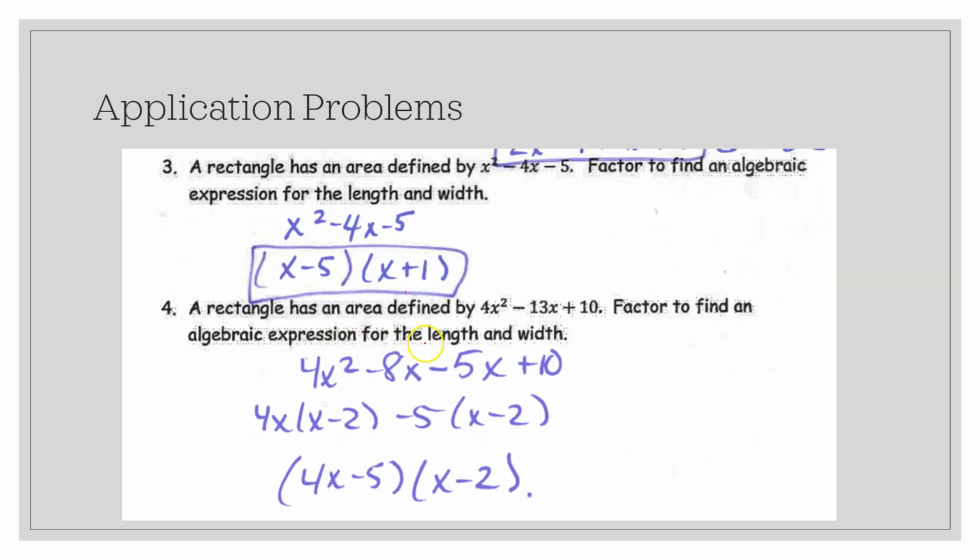Same thing, a rectangle has an area defined by 4x squared minus 13x plus 10. Factor to find an algebraic expression for the length and the width. So this one you have to group because you have to find factors of 40 that together equal negative 13. And then you had to group. And here's the length and width. 4x minus 5, quantity x minus 2. And that is it.